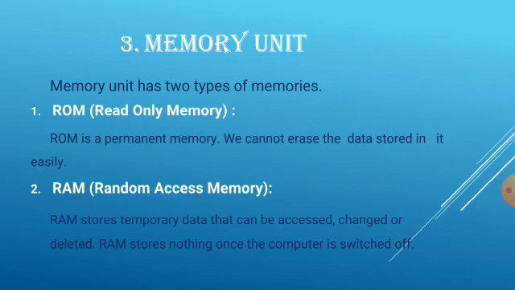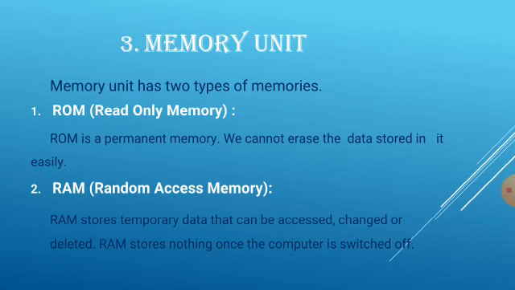Now there are two types of memories. ROM. ROM is a permanent memory. Things stored in ROM cannot be deleted easily. They will be stored even if the computer is switched off, even if the computer is not working. The things which are stored in ROM will go nowhere. You cannot change them. You cannot edit them. You cannot make any kind of amendment in them.